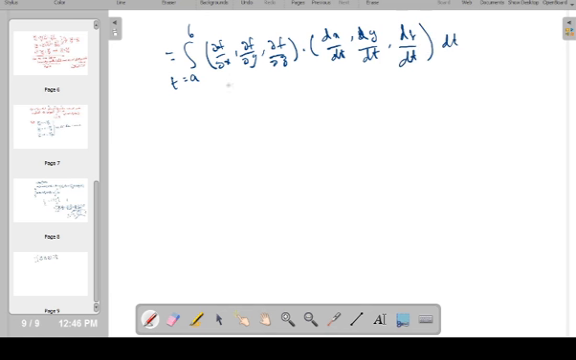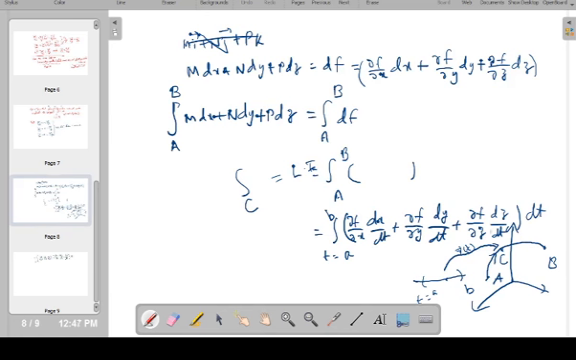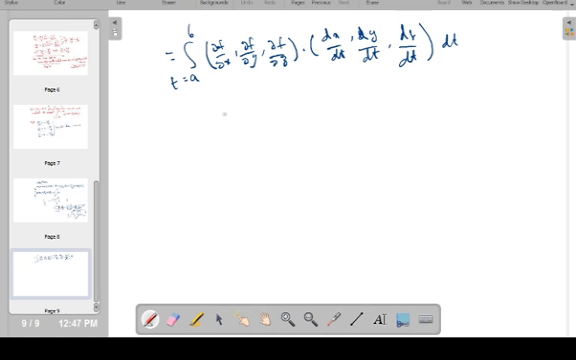The expression in the brackets is precisely (∂f/∂x, ∂f/∂y, ∂f/∂z) dot product with (dx/dt, dy/dt, dz/dt). So this is the integral for t from a to b of del f dotted with dr/dt dt. And del f is the vector field F.